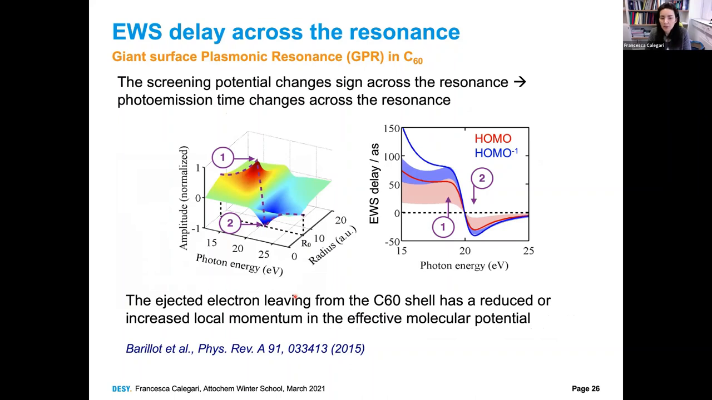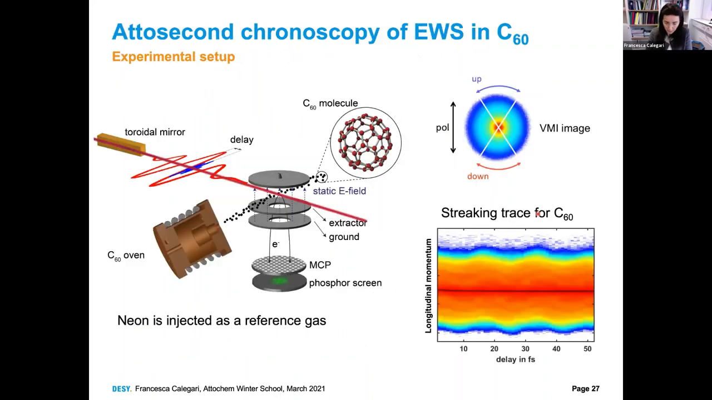And this is because the outgoing electron wave packet will not only scatter with the Coulombic potential, but also with the potential shape induced by the resonance. And in this case, the screening or anti-screening effect induced by this resonance should result in a strong advancement or retardation of the electronic wave packet. And therefore, you expect to have a strong change in sign of the Wigner delay across the plasmonic resonance.